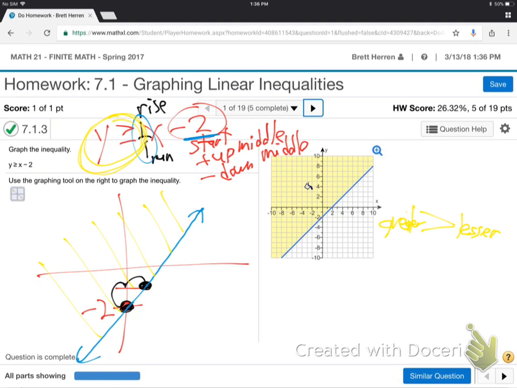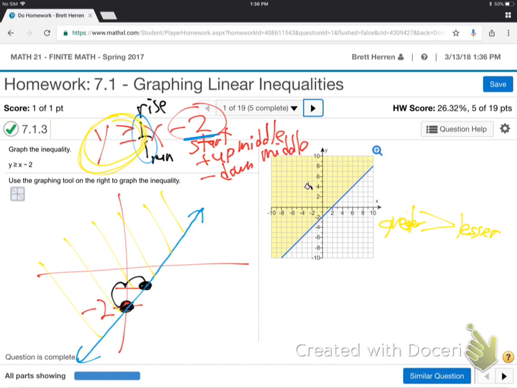Sometimes students have asked a good question in the past. They've said, Mr. Aaron, to the right is greater. Why did you shade there? It said greater, and greater's to the right. What's wrong about that statement? It's asking for y.